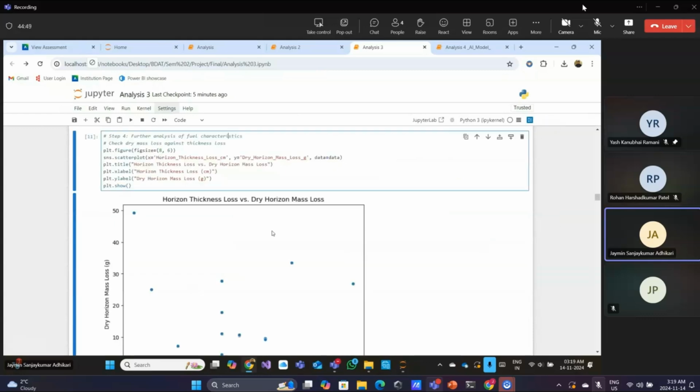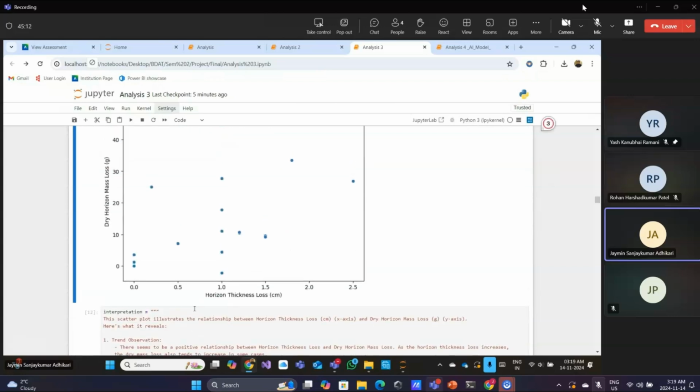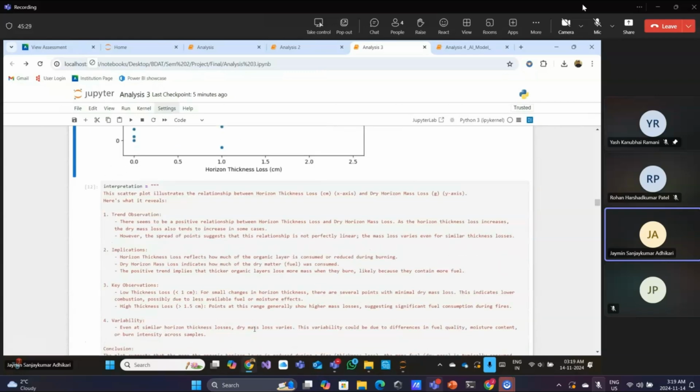In the same way, these are the characteristics of horizon thickness loss versus dry horizon mass loss. With thickness and mass loss, more fuel is consumed where organic layers are thicker, intensifying the fire, as well as temperature influences. A higher mid-level temperature correlates with greater fuel consumption, especially in vegetation with low moisture. So this is how the dry horizon mass loss and the dry horizon thickness loss represent the insight.